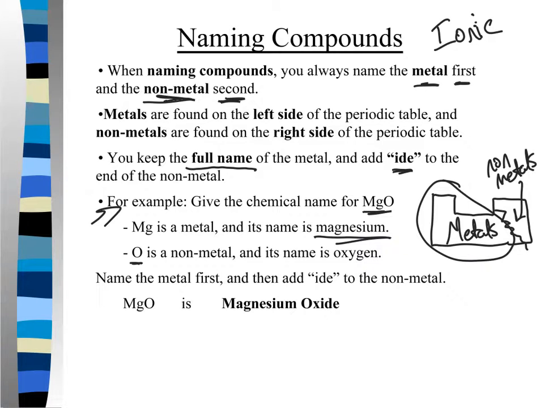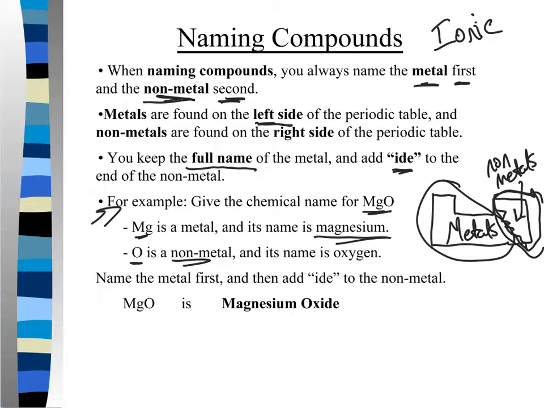O, however, is a non-metal, which is going to put it on the right hand side. I believe I just said previously that Mg, being a metal, is on the right hand side. However, I meant that metals are on the left hand side. Okay, left hand side. So back to oxygen. Oxygen is a non-metal on the right hand side of our periodic table, and we are going to change the ending of oxygen to "ide."